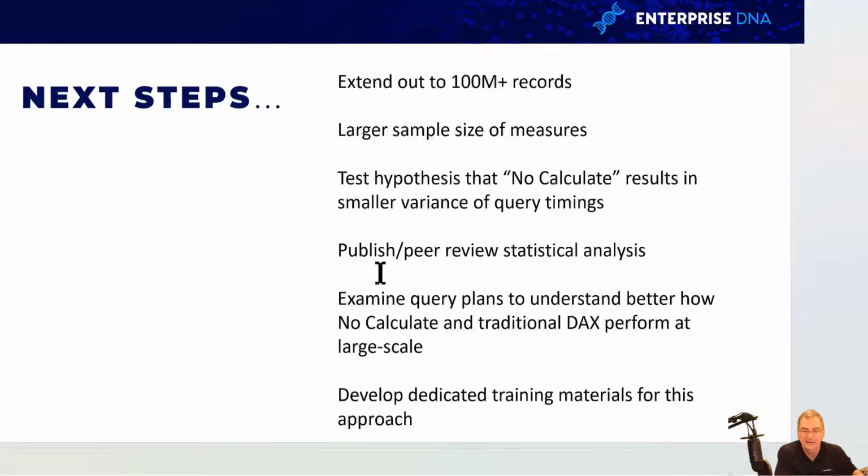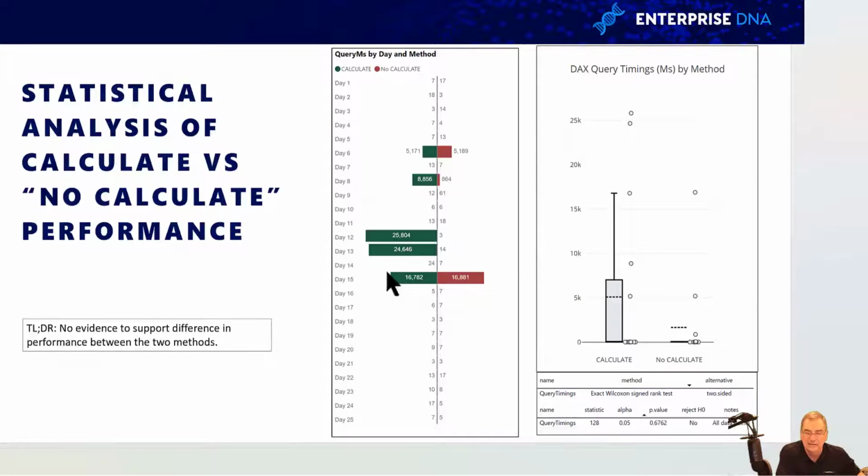And in fact, again, what you see here is a smaller variance among the no-calculate, which is again what you would expect because of the uniformity of the approach, that the measures each time and time again look very, very similar and run very, very similarly.